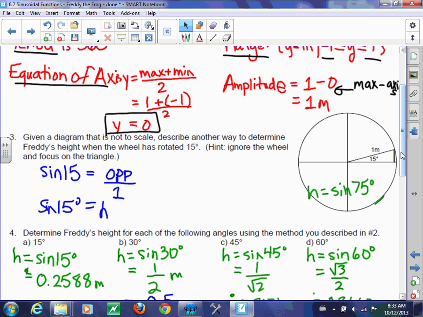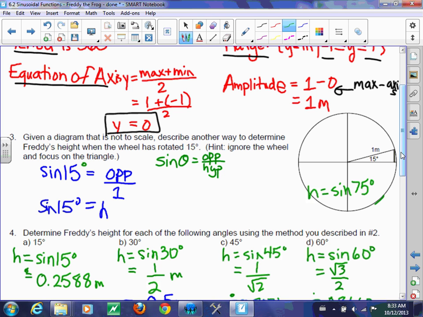Remember, the original formula for sine is that sine theta equals the opposite over the hypotenuse. In this case, our hypotenuse is the radius. So looking at 15 degrees, the sine of 15 degrees equals the opposite side, which is our height, that's what we're trying to find, over our hypotenuse, which is 1. And then if we just rearrange and let the opposite equal the height, we can come up with this formula: the height equals the sine of 15 degrees.